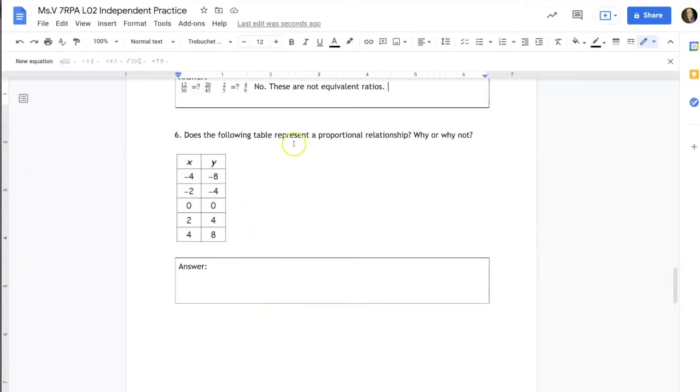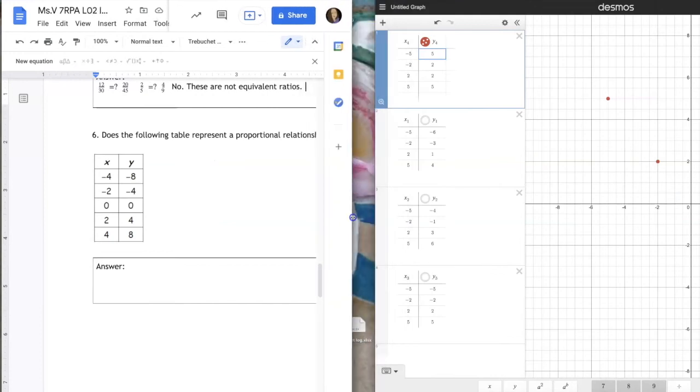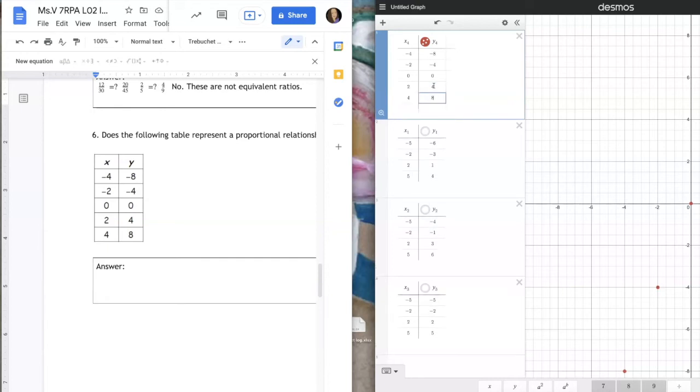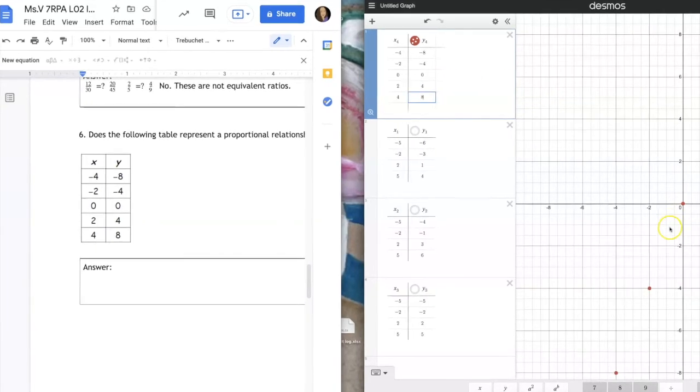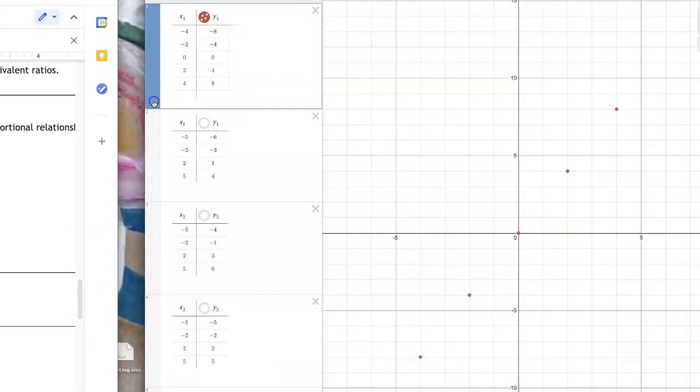Okay. Does the following table represent a proportional relationship? Why or why not? Well, let's plug it in and see. So let's just clear this out and use this one. Okay. -4, -8, -2, -4, 0, 0. Well, it goes through 0, 0, so that's good. 2 and 4, 4 and 8. And yep, let's hit this button.